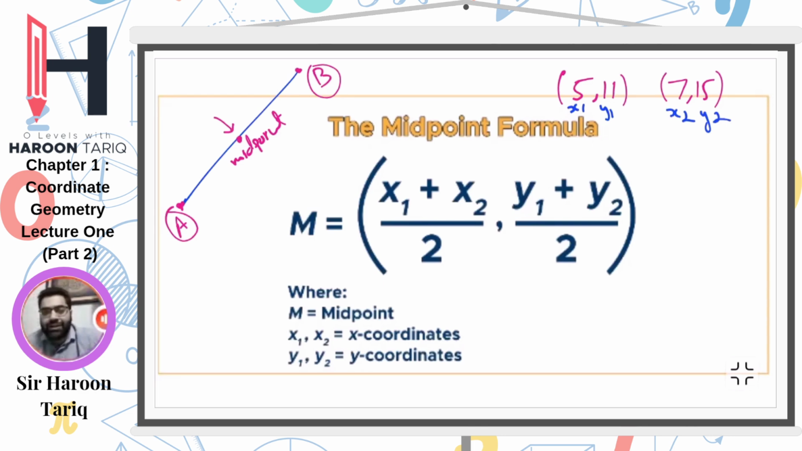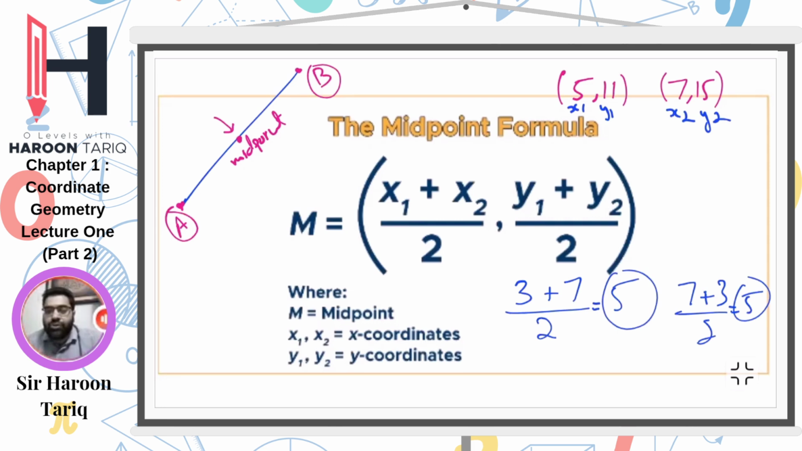Yes, you can. Abu Bakr is saying, can we do x2 plus x1? Yes, you can, because for example, let's suppose our x1 is 3 and our x2 is 7. 3 plus 7 divided by 2, what do we get? 10 divided by 2, 5, right? Now, if we do the other way around, 7 plus 3 divided by 2, we get the same answer, right? So if you do x1 plus x2 divided by 2, or x2 plus x1 divided by 2, you get the same thing. So you can do x2 plus x1 as well.